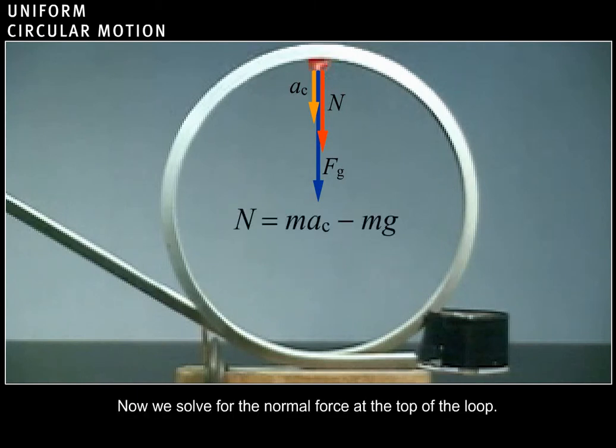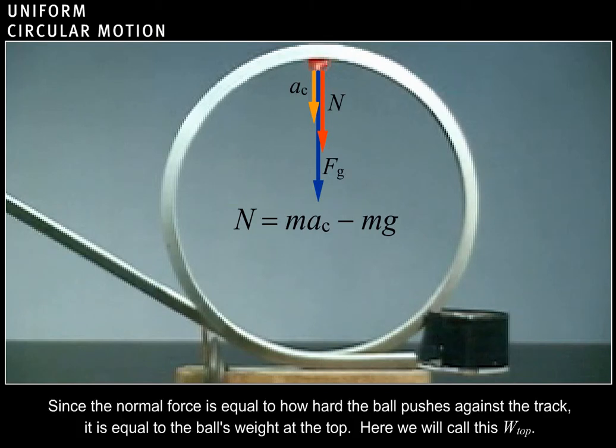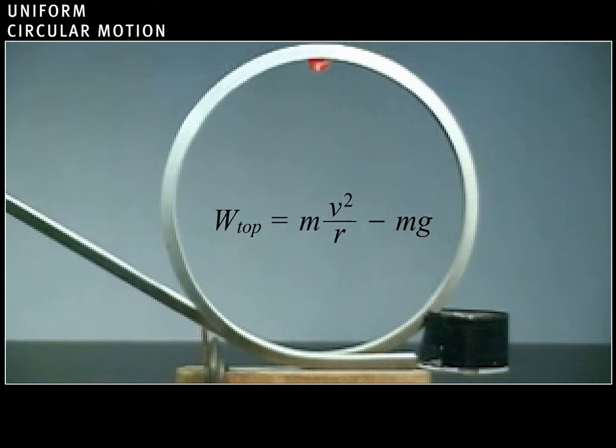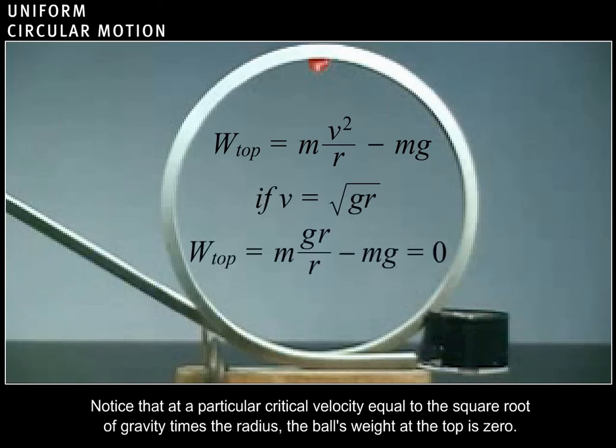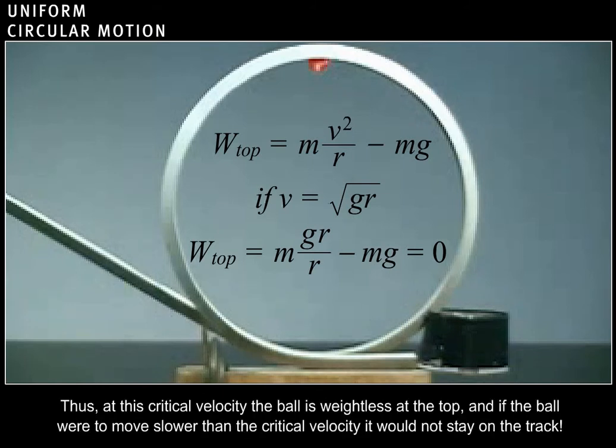Now we solve for the normal force at the top of the loop. Since the normal force is equal to how hard the ball pushes against the track, it is equal to the ball's weight at the top. Here we will call this W top. Notice that at a particular critical velocity equal to the square root of gravity times the radius, the ball's weight at the top is 0. Thus, at this critical velocity, the ball is weightless at the top, and if the ball were to move slower than the critical velocity, it would not stay on the track.